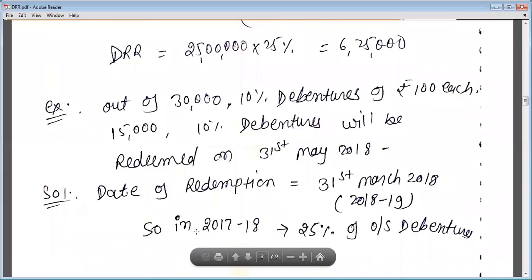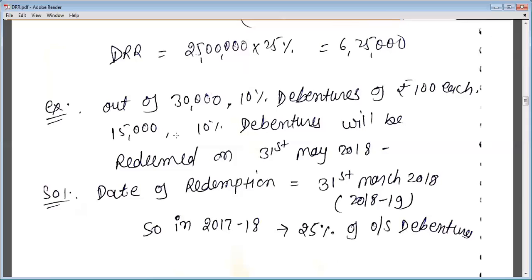So up to 31st March 2018, you have to transfer 25% of outstanding debentures in DRR. The 25% will be calculated on outstanding debentures. I'm again repeating, 25% is on outstanding debentures, that means total outstanding debentures. It doesn't matter how many debentures you are going to redeem. DRR always has to be created on outstanding debentures, not on how many debentures you are going to redeem.